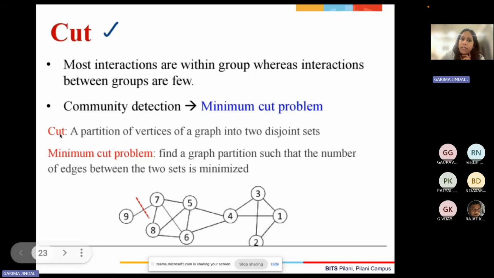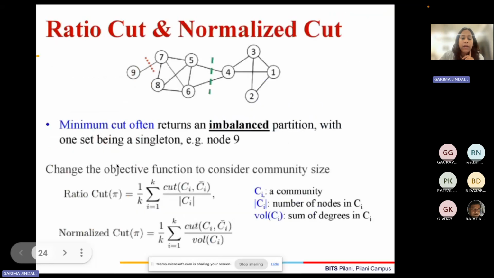So what is cut? Cut is we delete a few edges and then we get disjoint subgraphs. So now what is minimum cut? Find a graph partition such that the number of edges between the two sets is minimized. So the number of edges that we are cutting should be minimized. So this was one of the problems, that is minimum cut.